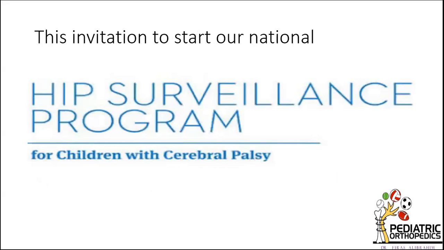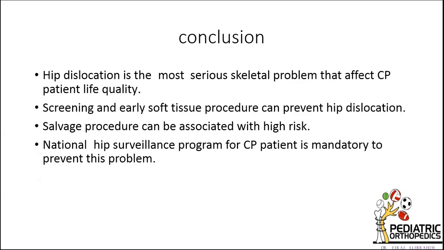The aim of our study is an invitation to start a national hip surveillance program for children with cerebral palsy in our country. As a conclusion, hip dislocation is the most serious skeletal problem that affects CP patients' quality of life, and screening and early soft tissue procedure can prevent disastrous complications like dislocation. Salvage procedures can be associated with high risk. A national hip surveillance program for CP patients is mandatory to prevent this problem, and this is our hope.